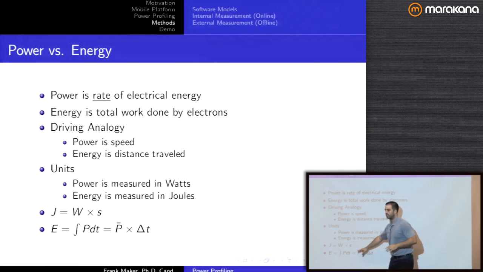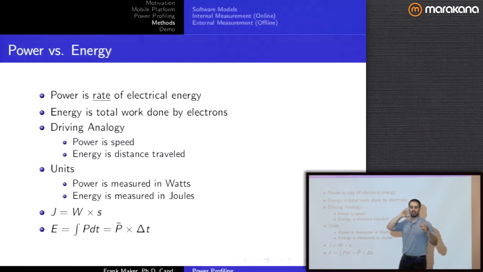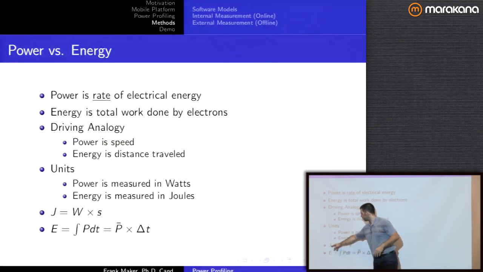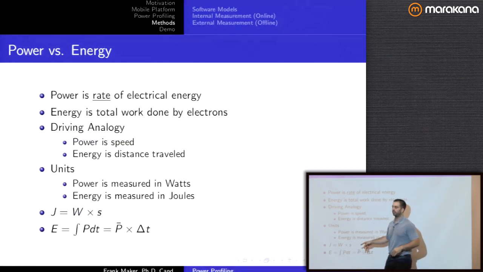And so power is measured in watts, and energy is measured in joules. Then I only have two equations here. I'm sorry. I'm still in academia, so I have to have some math. So a joule is just 1 watt per second. So it's the number of watts times the number of seconds. And so energy, and we said energy is measured in joules. You can also look at the integral of power over time, which is the same thing as saying the average power times the change in time.